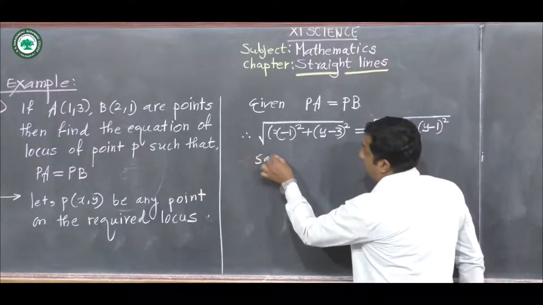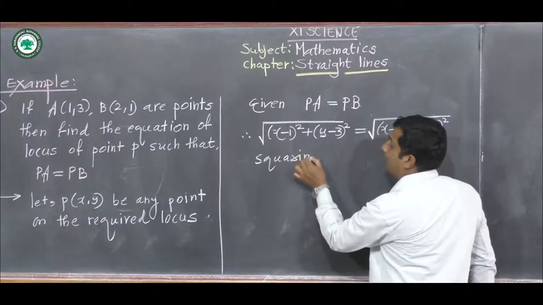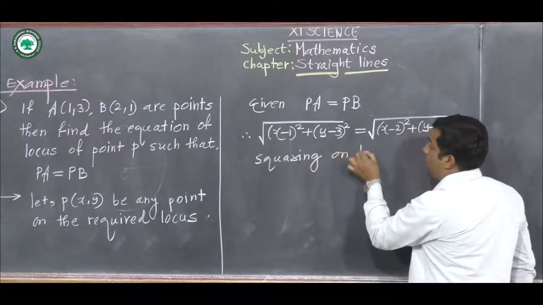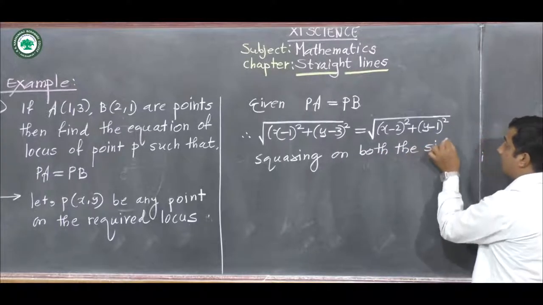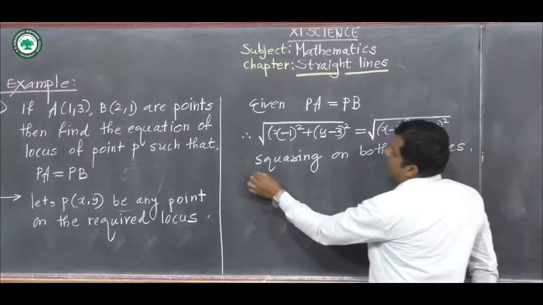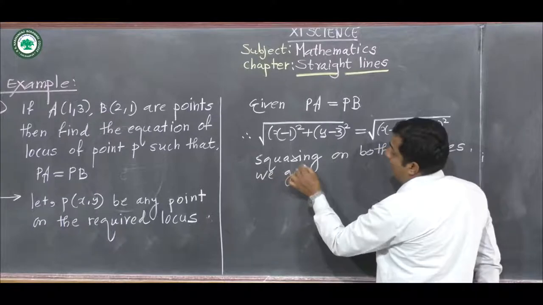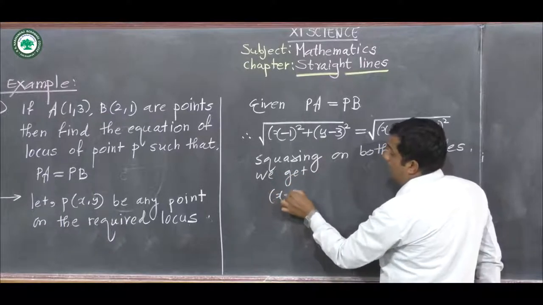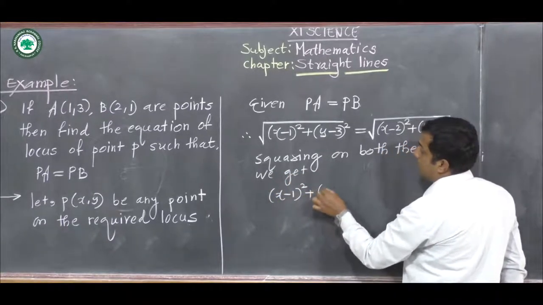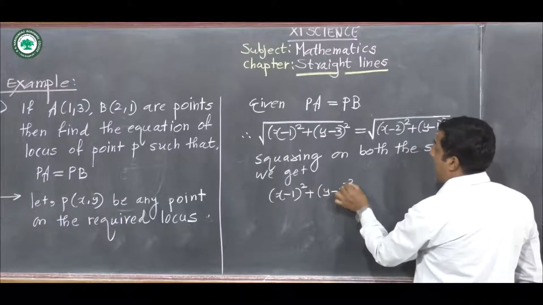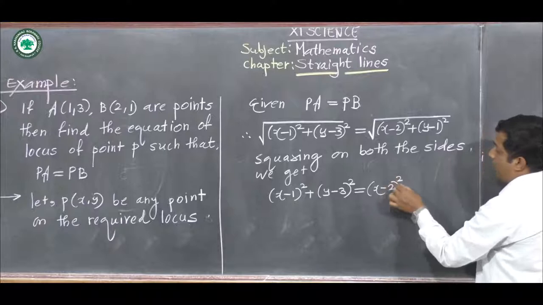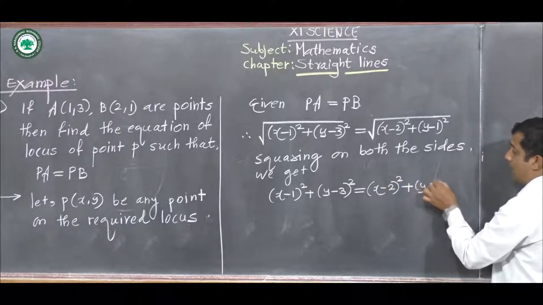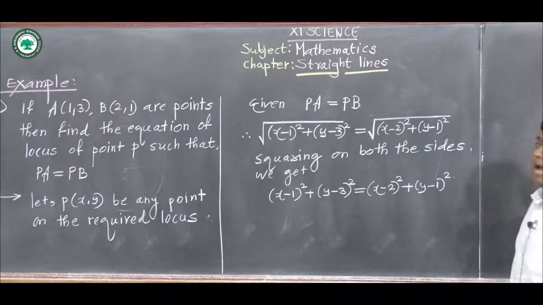Okay, here I write, squaring on both the sides, here we get (X minus 1) whole square plus (Y minus 3) whole square is equal to (X minus 2) whole square plus (Y minus 1) whole square.